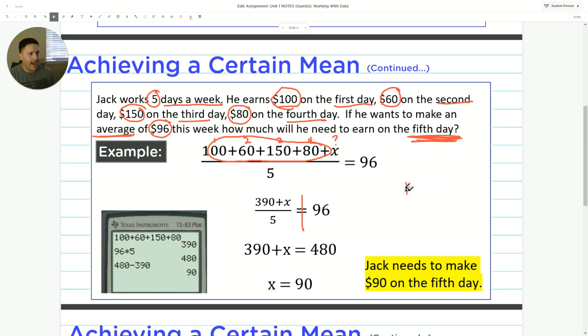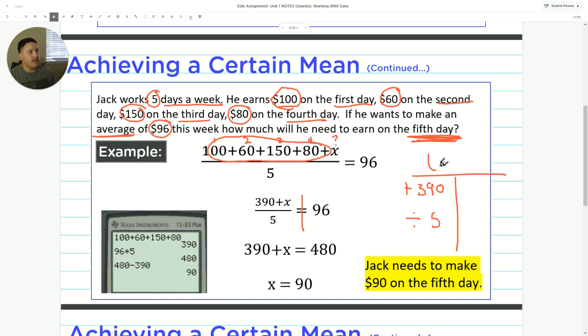The first thing that's happening is being added 390. Sorry, guys. And then the last thing that's happening on the X is divide by 5.